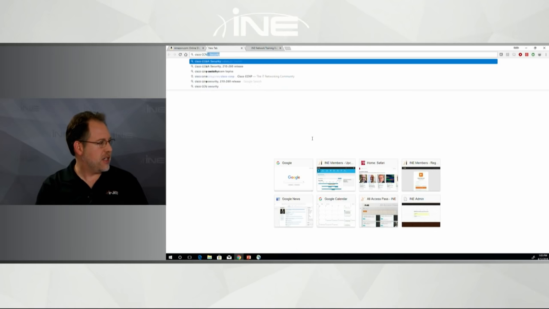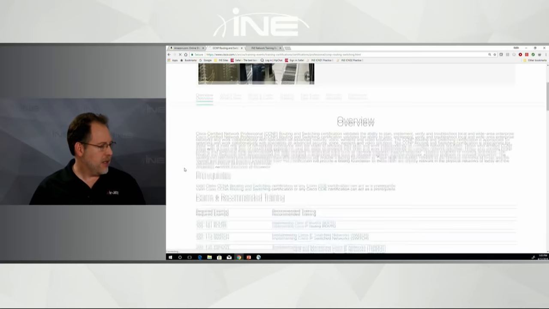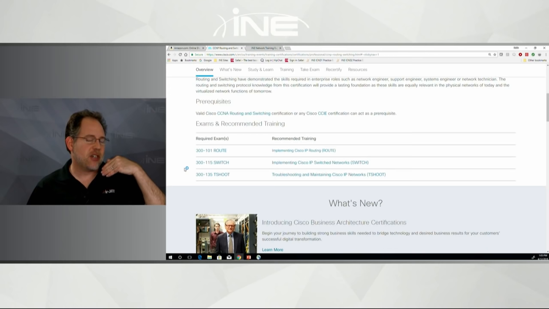Now, let me just show you what I'm talking about right here to really reinforce this. Let me go ahead and search Cisco CCNP. If we get into here, you can see there are the three tests. They all begin with 300. This is why I recommend that you start with switch rather than route if you don't have a lot of experience. Let me go on to switch real quick.